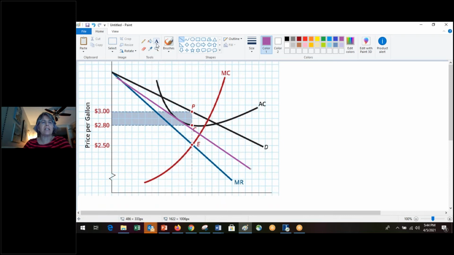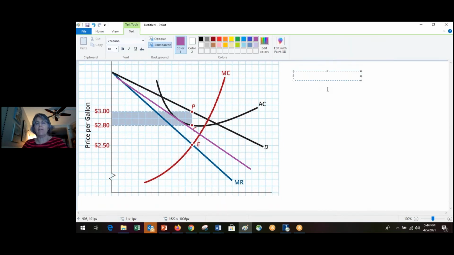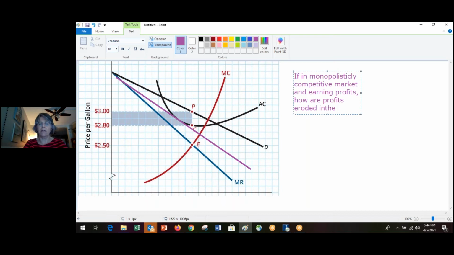So let me write it down since my graph's not beautiful. There is a better graph in your Ascend gauge. So if in a monopolistically competitive market and earning profits, how are profits eroded in the long run? That's the question I'm trying to answer. I'm not drawing the best graph, but I'm trying to answer this question.